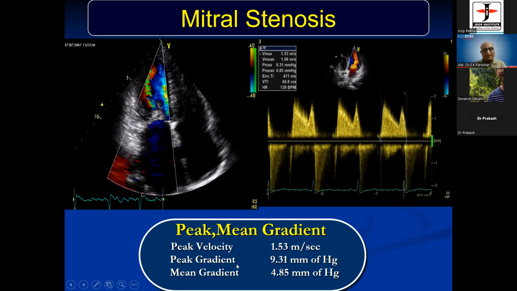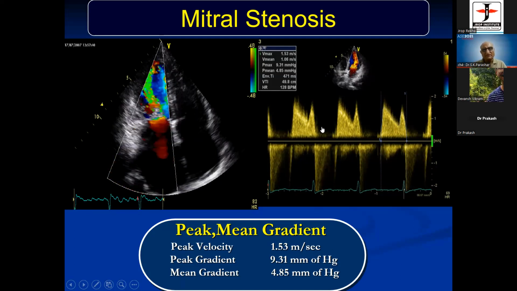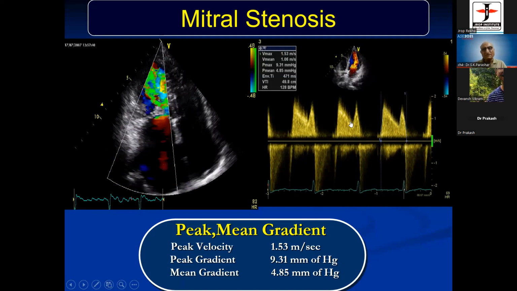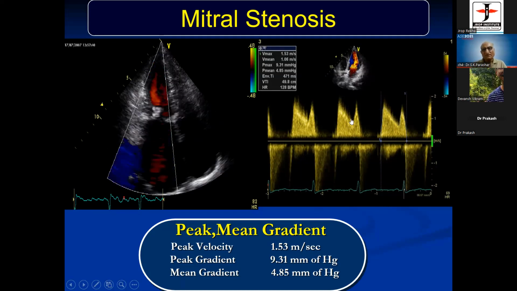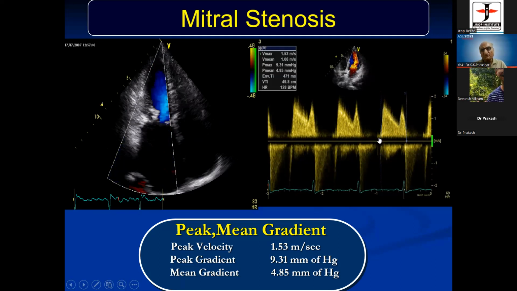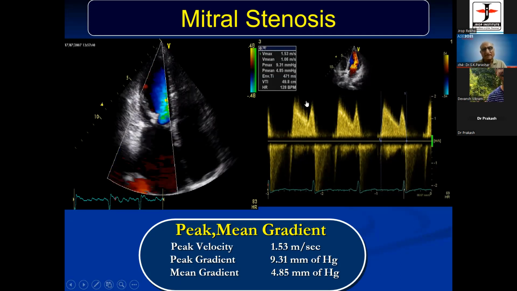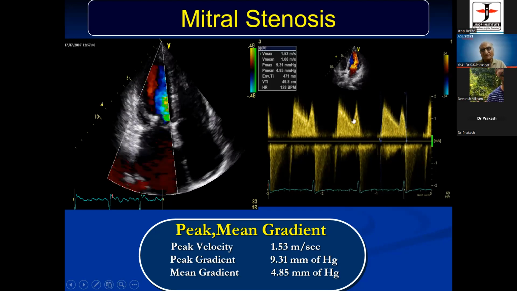When you trace it, you'll get a mean gradient, and here you see that measuring this slope will give you the mitral valve area. When you planimeter it, some planimetry has been done here, and it gives you everything also. But if you have to find the pressure half-time, trace this.